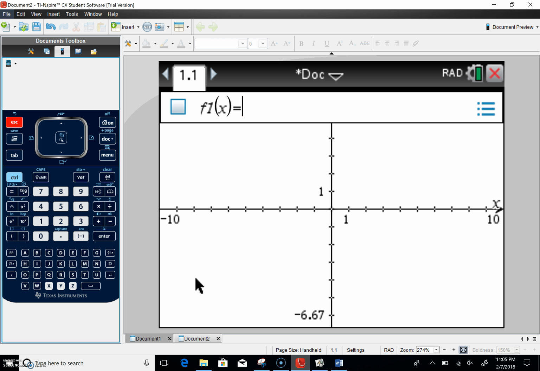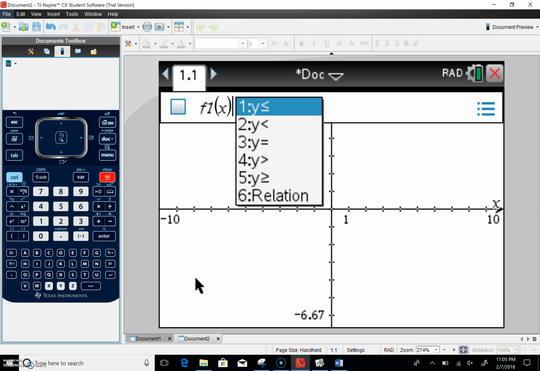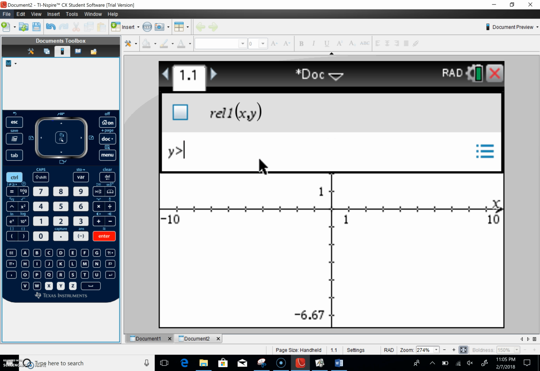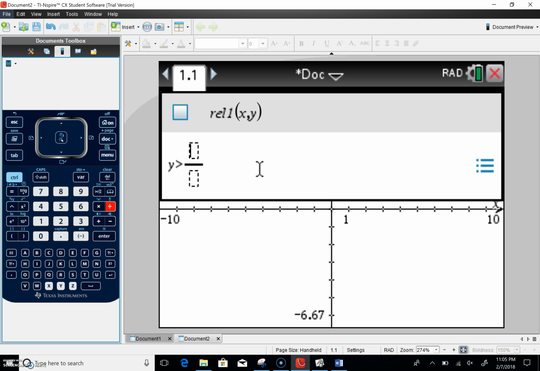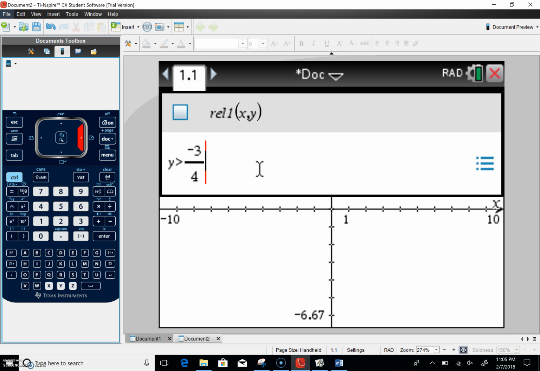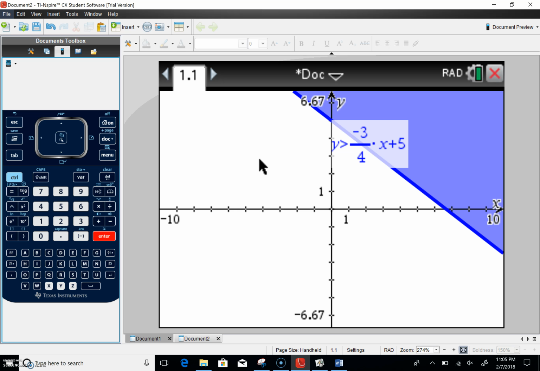To do that, I need to delete and add the greater than sign. Yours might not look like mine, but it's still okay. So I'm going to put control divide, delete, -3 over 4 x plus 5. And if I graph it, it looks like that.